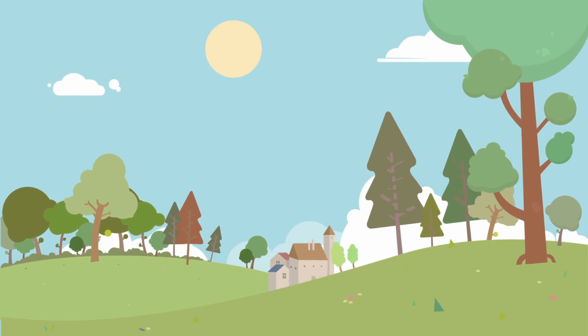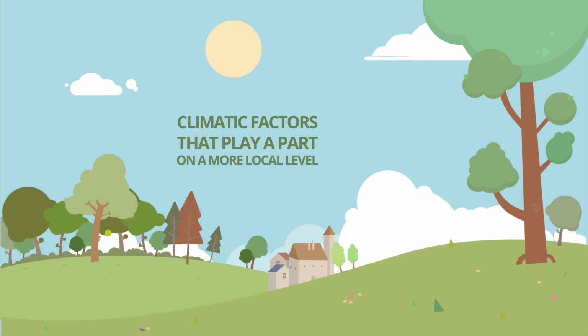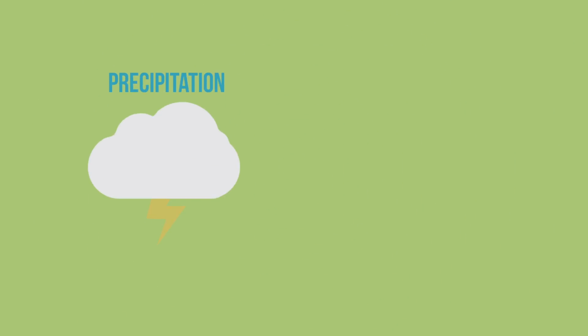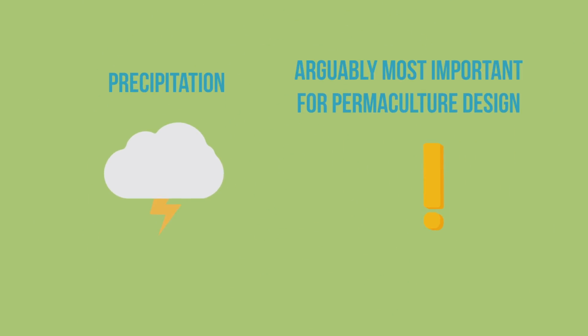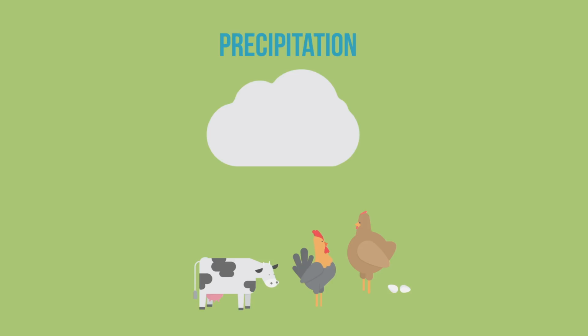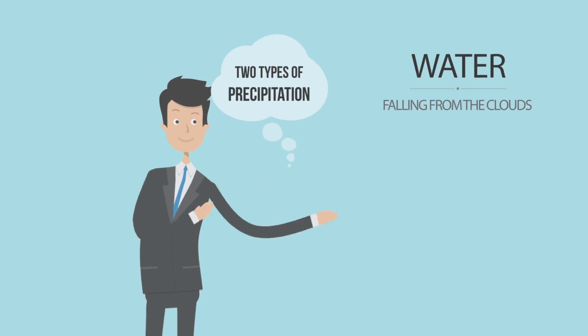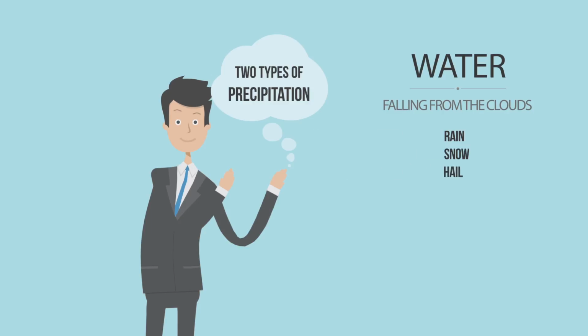And in the rest of this video, we're going to look at some of the climatic factors that play a part on a more local level. Precipitation. The first and arguably most important for permaculture design, given the essential nature of water to living things, is precipitation. There are two types of precipitation that can be inputs into our design: water falling from the clouds, in the form of rain, snow, and hail, and condensation.